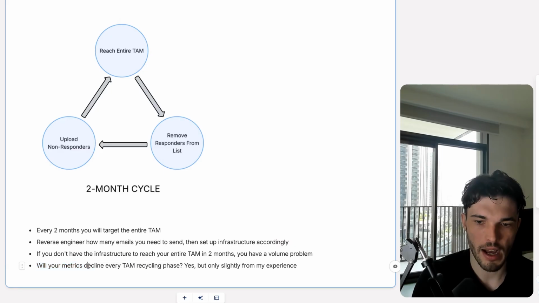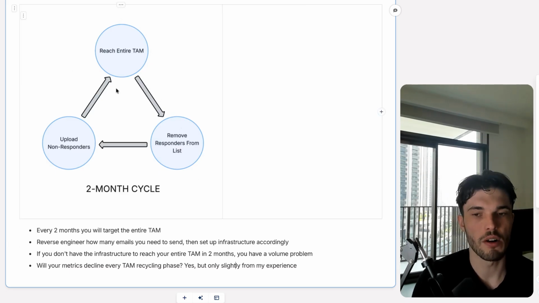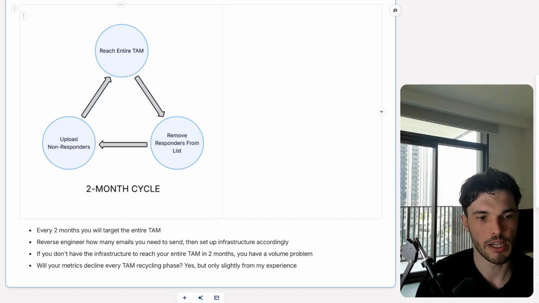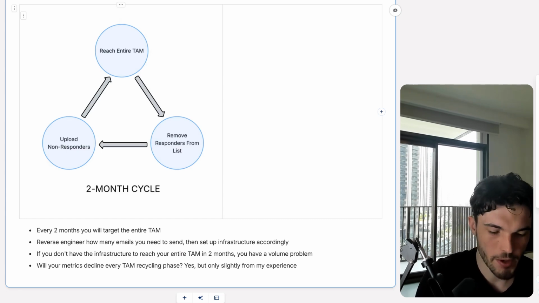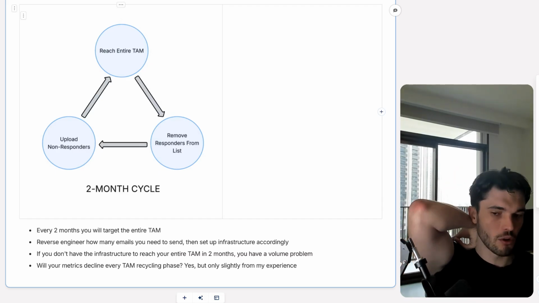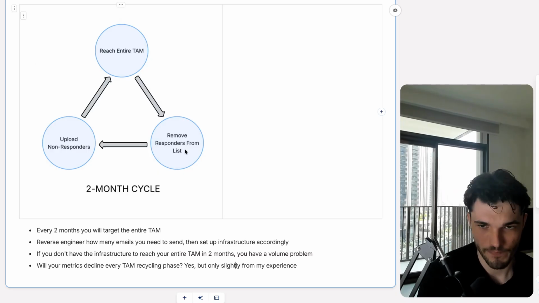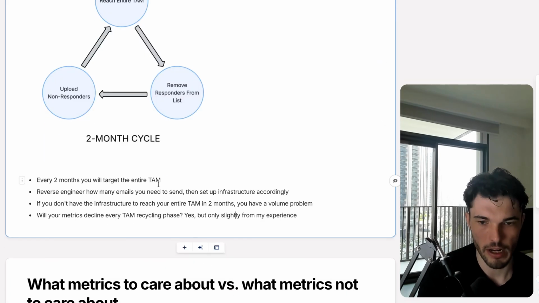Will your metrics decline every TAM recycling phase? Yes, but only slightly from my experience, right? So you reach out to the TAM, you start retargeting them after 2 months. You're not going to get exactly the same number of high replies, but if you switch up your offering and your positioning every time you recycle the TAM, you're going to see high metrics and it's going to keep working. I can't tell you how many times I've retargeted the same people here at ScaleSprint, and I keep booking meetings with cold email. So don't be too afraid about burning the TAM or having any issues as it pertains to this whole system that I've talked about.